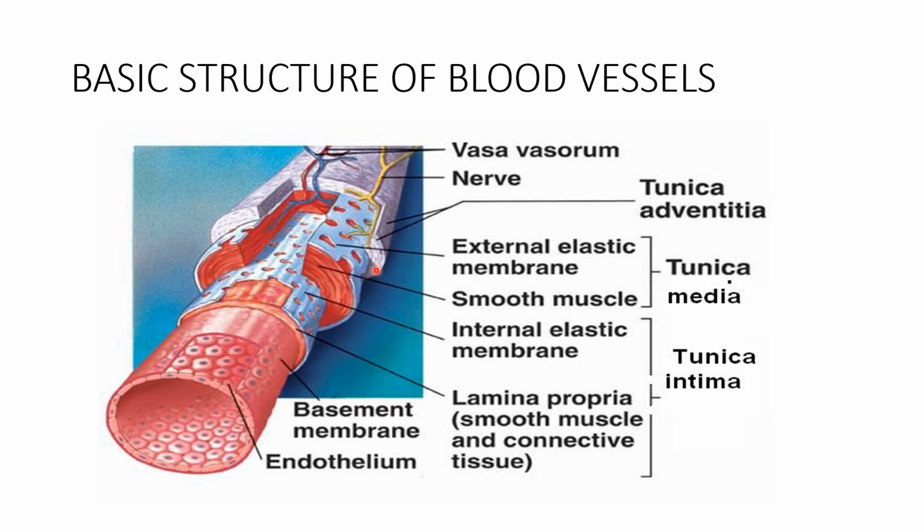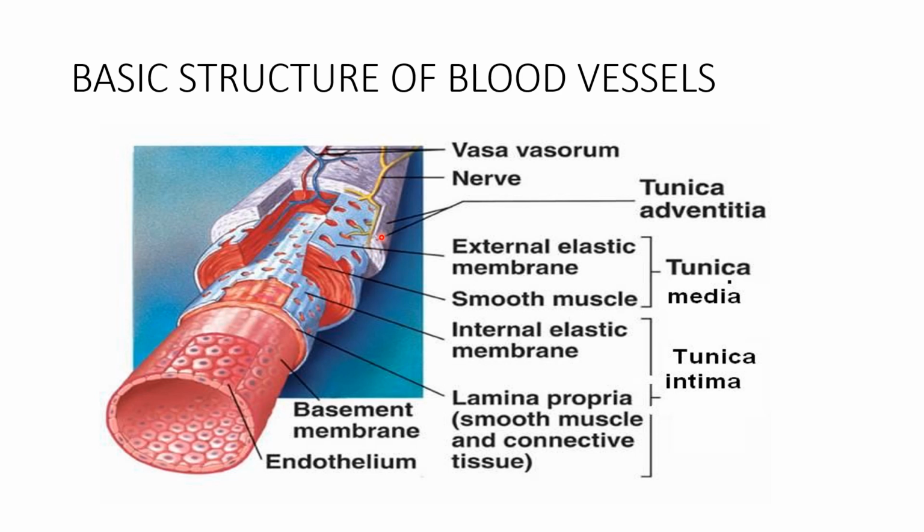So tunica adventitia is mainly formed by collagen fibers. Also the elastic fibers, fibroblasts and macrophages may be present, and tunica adventitia is the thickest layer in veins. So remember that tunica media is thickest in arteries and tunica adventitia is thickest in veins.